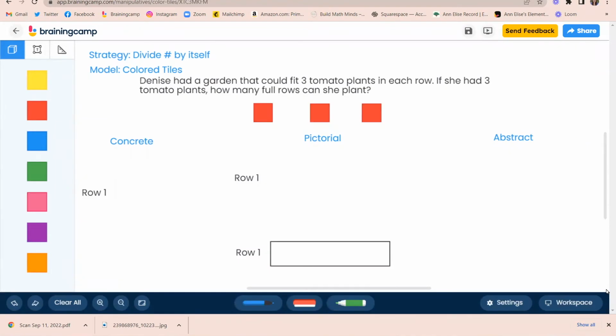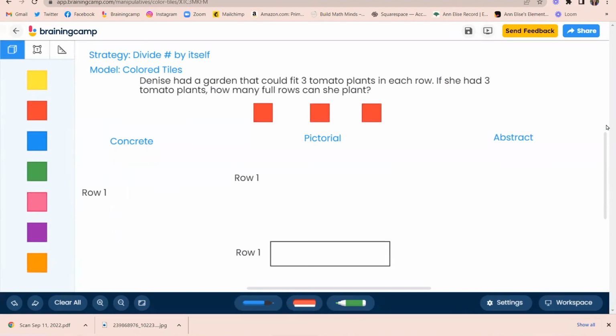The strategy is still the same. We're dividing a number by itself, and also the same model of colored tiles, but I've changed the context now to be a quotative division situation where I know the size of the group. I don't know how many groups it's going to be. So Denise had a garden that could fit 3 tomato plants in each row. If she had 3 tomato plants, how many full rows can she plant?